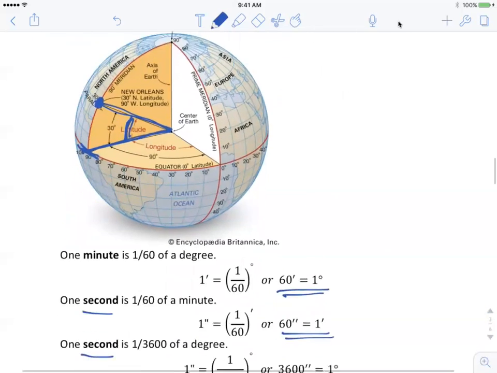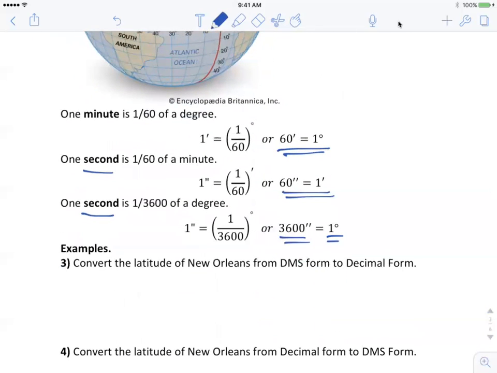So when I go down to my work here, I know it's going to be 29, and I'm going to use plus. How can I change 57 minutes into a degree? I'm going to use this conversion here. So I'm going to take 57 and divide it by 60. That's the fraction of a degree, 57/60ths of a degree. And then I'm going to do the same thing for seconds.